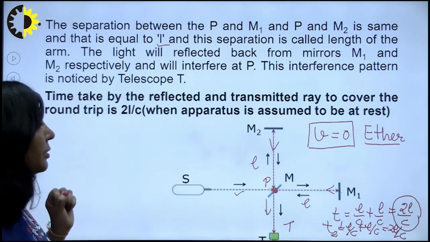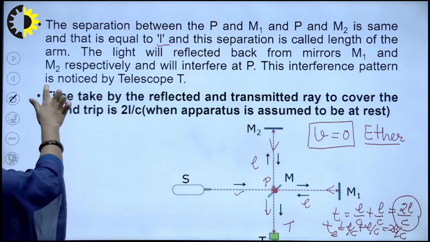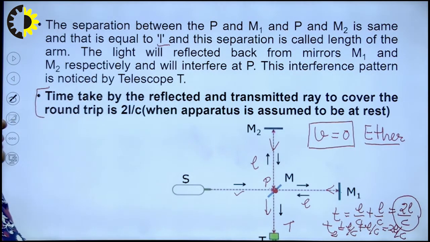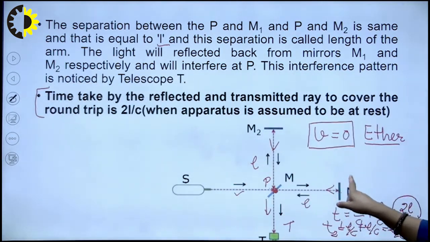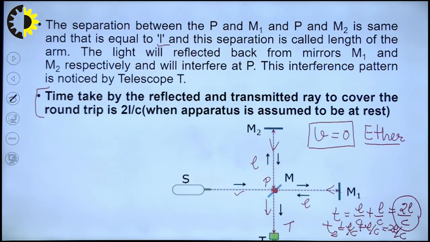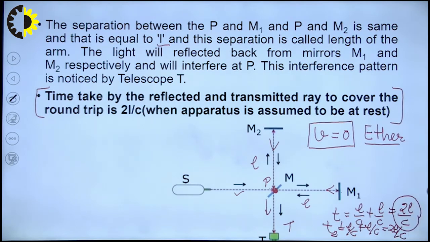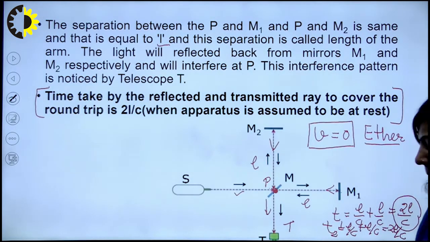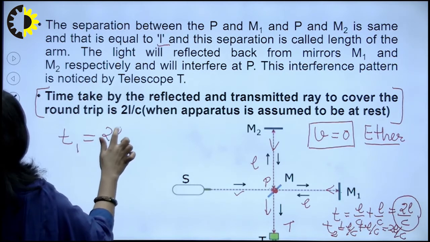So what conclusion are you drawing from this discussion? The conclusion is that the time taken by the reflected and transmitted rays to cover the round trip, meaning P to M1 and then M1 to P, and P to M2 and then M2 to P, is 2L by c when the apparatus is assumed to be at rest. So this is your case number 1. Your T1 is simply 2L by c.